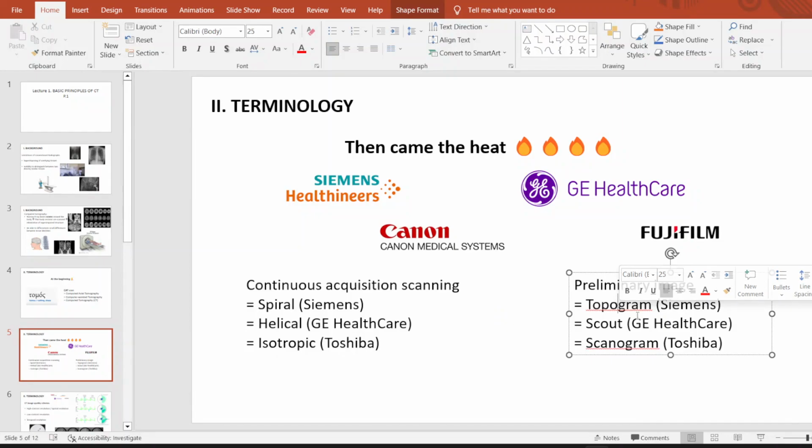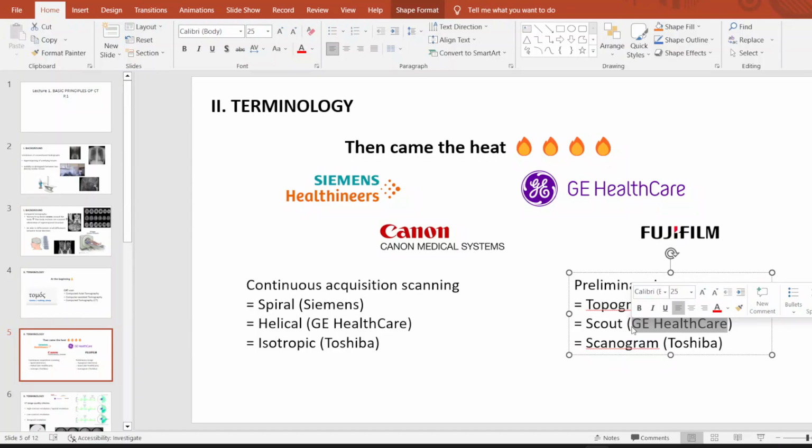And the second one here is the preliminary image, the image we need to take before we apply our scanning protocol. Siemens calls it a topogram. GE calls it a scout image. Yeah, so familiar to radiologists, right? And Toshiba calls it a scanogram.